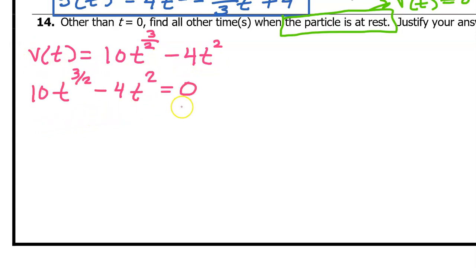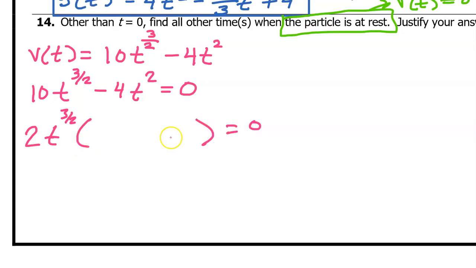In order to solve this equation, we're going to need to factor. Let's factor out the greatest common factor. So I'm looking at the 10 and the 4. They're both divisible by 2. So I'm definitely going to take out a 2. But the variables are both t. I'm going to use the lowest exponent I see. 1.5 is less than 2. So I'm going to pull out t to the 3/2 power outside of parentheses.